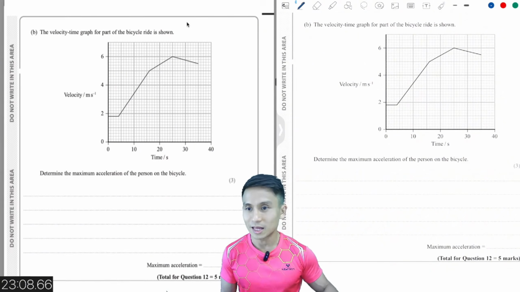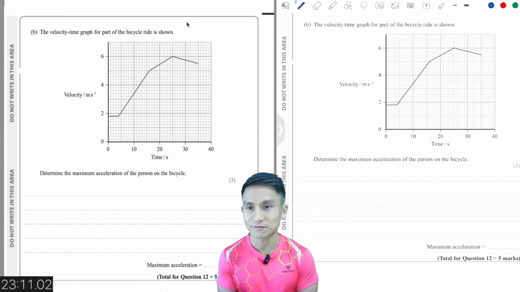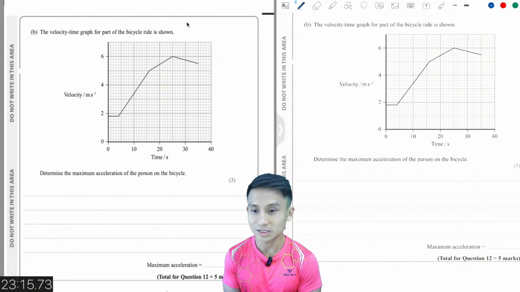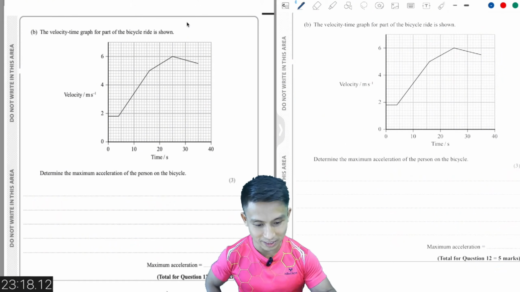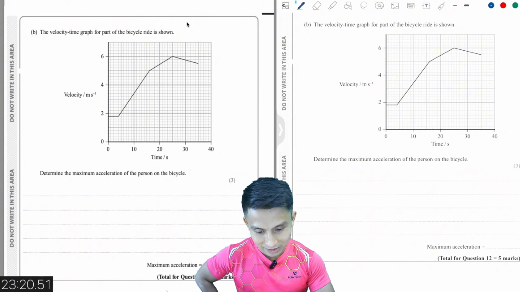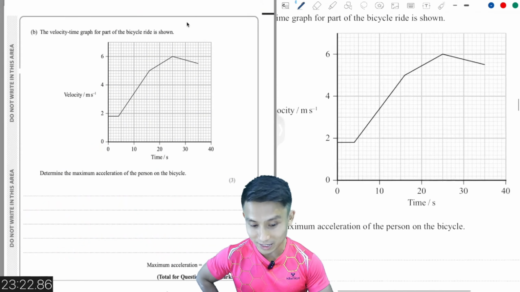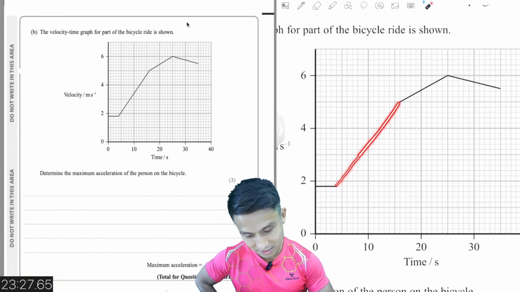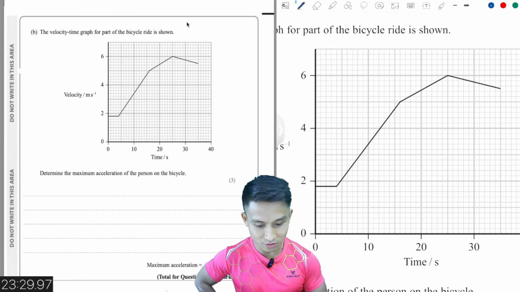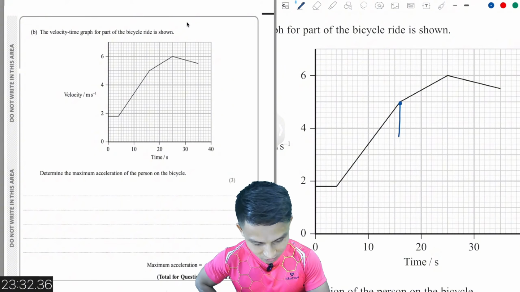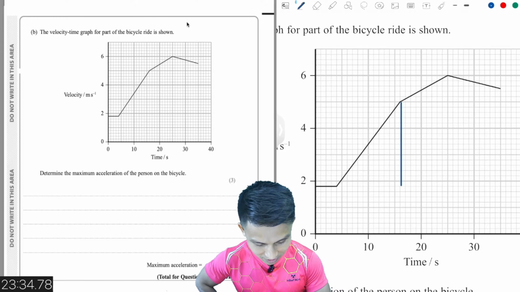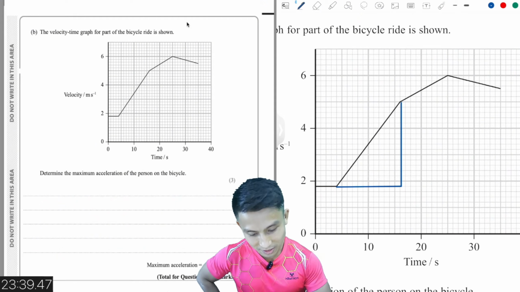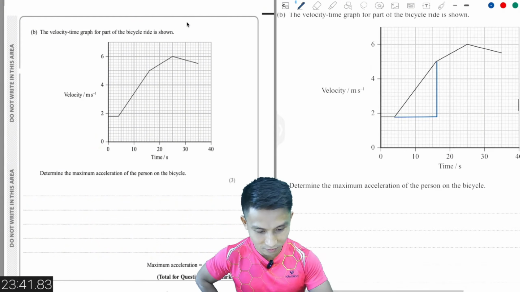Okay. And then part B, the velocity time graph for the path of the bicycle ride is shown. Determine the maximum acceleration of the person on the bicycle. So the maximum acceleration would be the maximum gradient, because gradient is the acceleration. So I would say this is the line of greatest slope? Yeah, so we're just going to do that to show that we acknowledge that the larger the triangle, usually the better the accuracy. So we're going to find the gradient on that one.